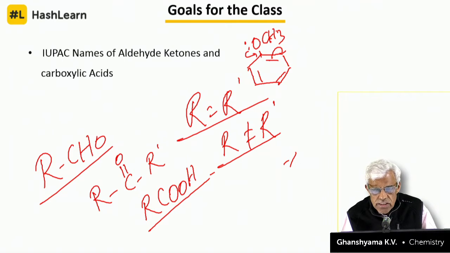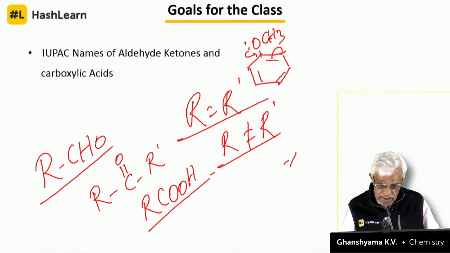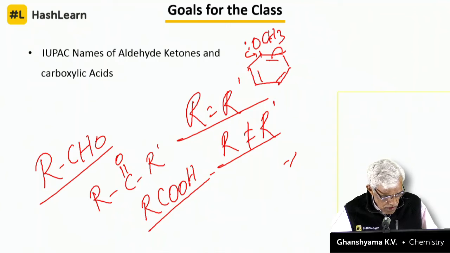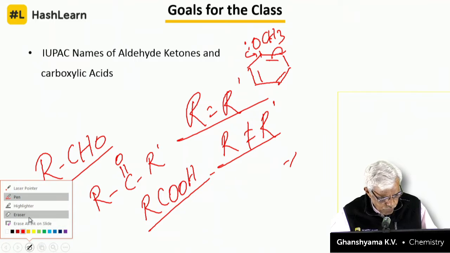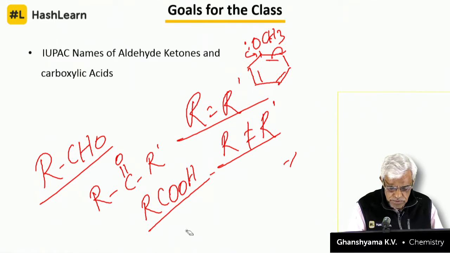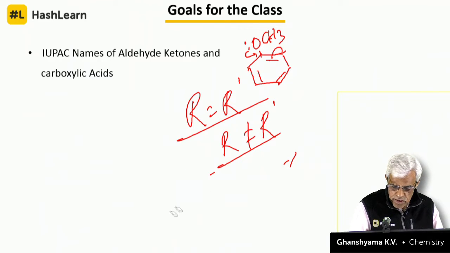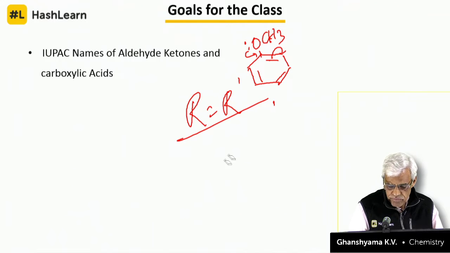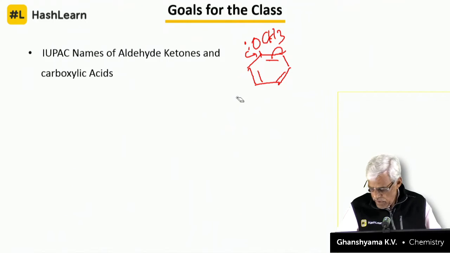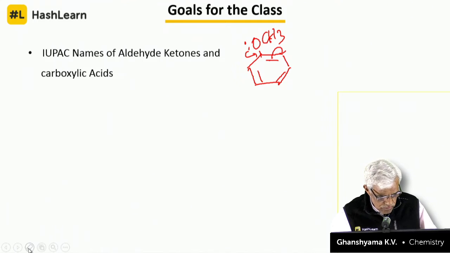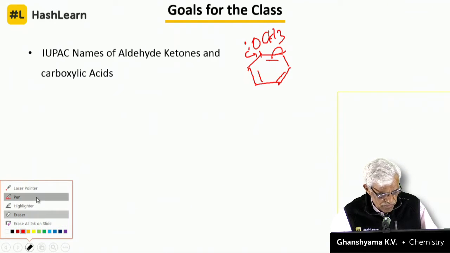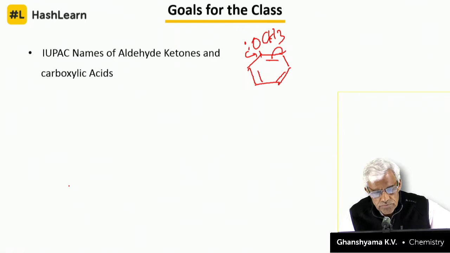So, if R is equal to R dash, it is a simple ketone. If R is not equal to R dash, it is the unsymmetrical ketone, also called mixed ketone. Now, we shall try to know the IUPAC names of some aldehydes, ketones and carboxylic acids. You already know this. Still, before I enter into the preparation of aldehydes and ketones in the next class, I would like to explain.